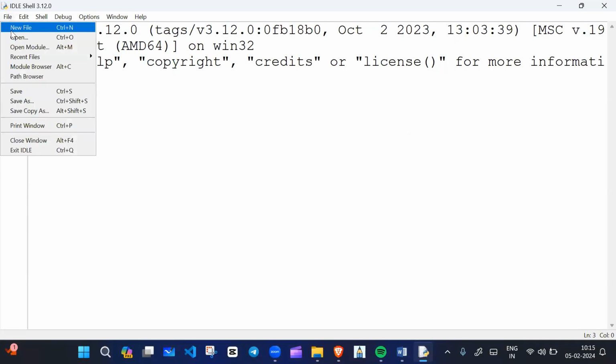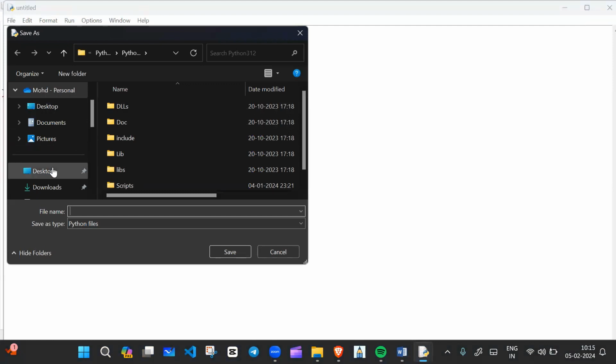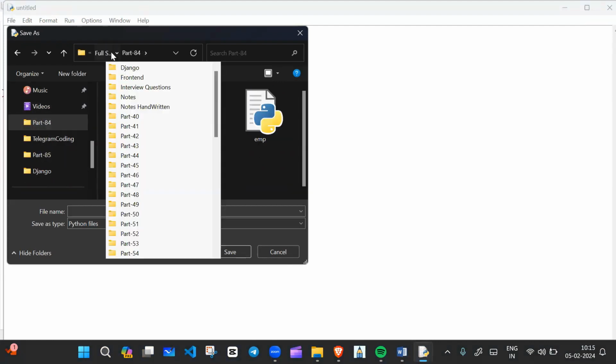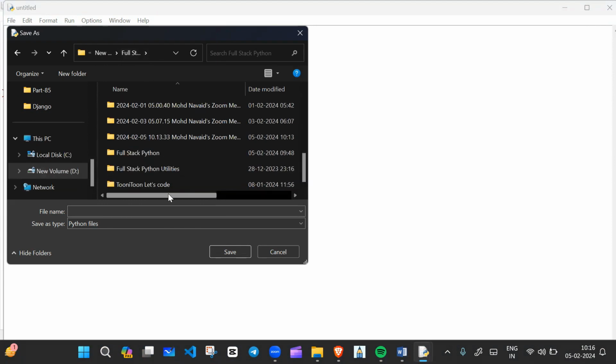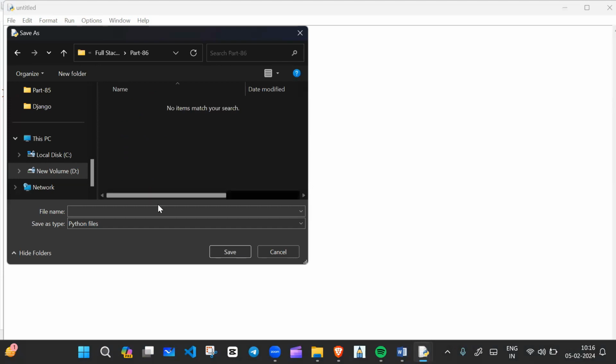How can we start scripting mode? We can take a new file. We will save this as 86. So this window is known as scripting mode, or you can say programmable mode. Here we will write our program, or we can say here we will write our module. Module and program are the same in Python. Both are alternative names of each other.